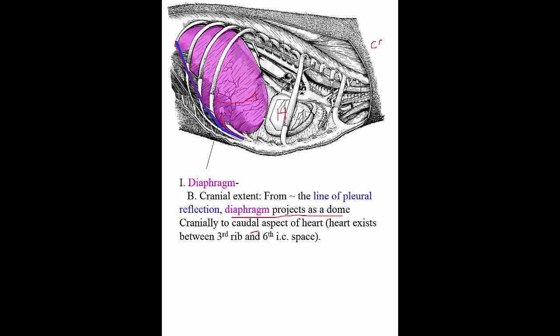So this is the heart, and the heart goes from the 3rd rib to the 6th intercostal space, and we're going to talk about that. But the diaphragm goes all the way up to that caudal aspect of the heart around the 6th intercostal space, and it sits as a dome. So it projects as a dome. It attaches to the wall here, projects as a dome, and then it goes back and you can't see it, but it would attach to the line of pleural reflection on the other side of the animal. So it just sits here as this big dome.